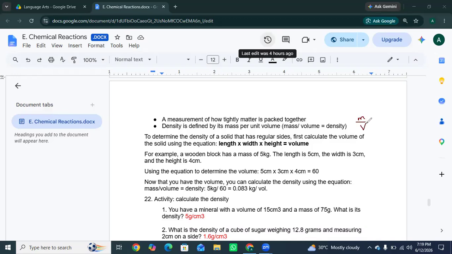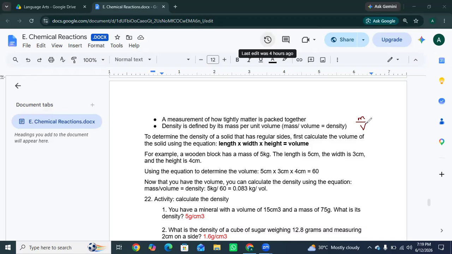So basically, we are saying that density is a unique physical property that tells you how tightly packed the matter inside an object is. It explains why some objects feel very heavy for their size, while others feel very light, like a small brick or a big piece of styrofoam.